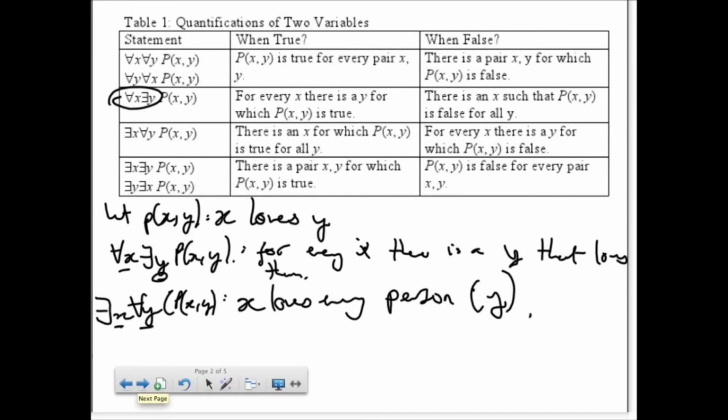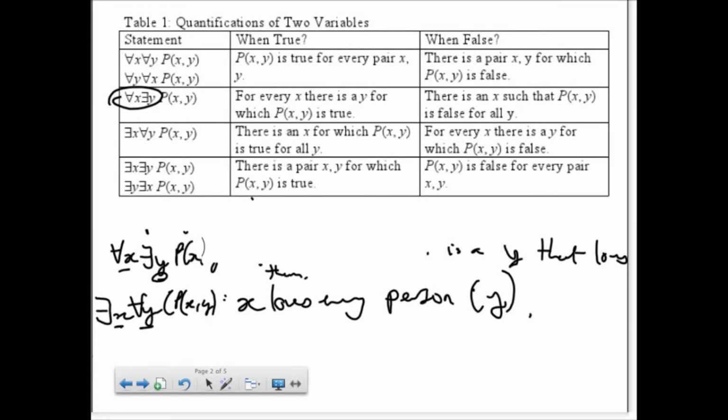As you can see, these two statements are not logically equivalent. Consider the world where every person loves themselves but no one else. Then the statement in row 2 would be true, but the statement in row 3 would not be true. Hence the idea that they're not logically equivalent.